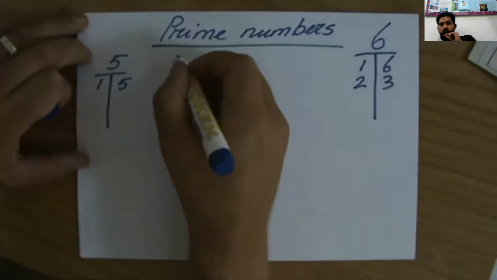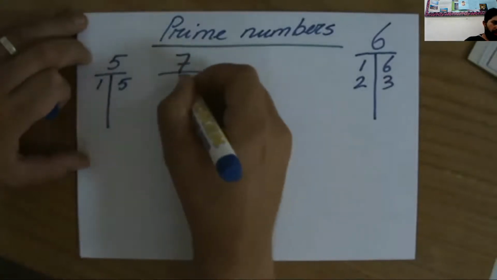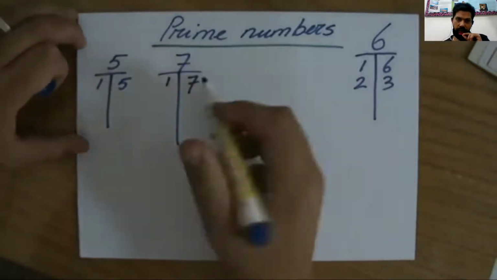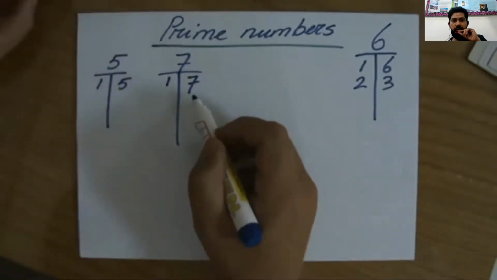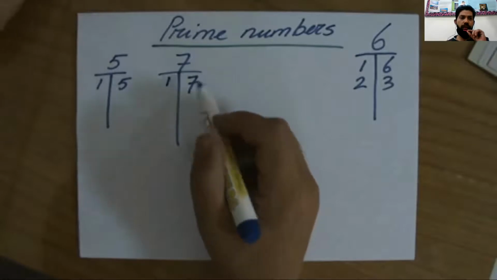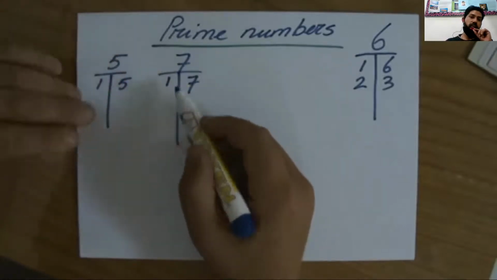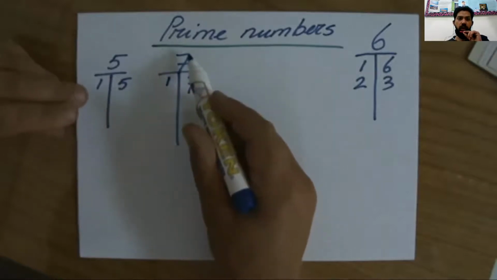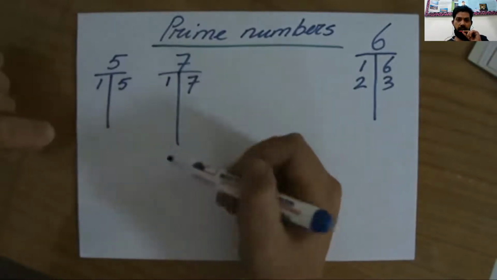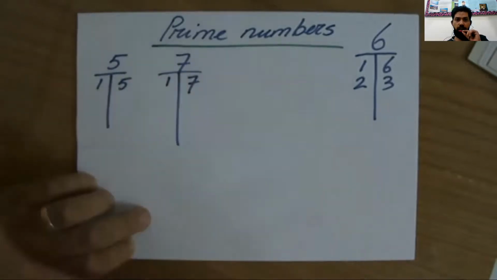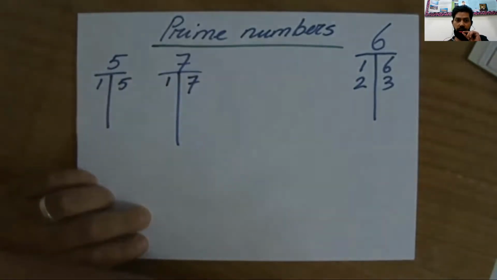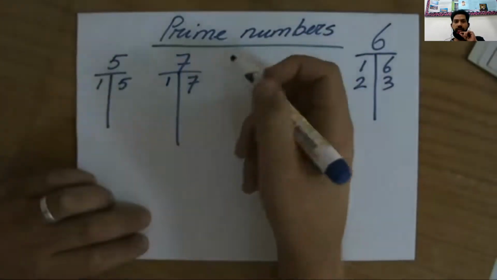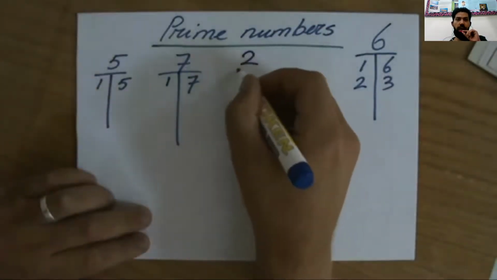Another example, number 7. So 1 times 7 is 7, right? 2 times, no. 3 times, just check. 4 times, no. 5 times, no. Definitely. Okay, 7 times 1. So 1 times 7, and similarly 7 times 1, both the same, so you have to consider them as one. So we have two factors: one is one factor, and 7 is the other number. So we got exactly two factors for number 7. So number 5 is also prime, 7 is also prime.